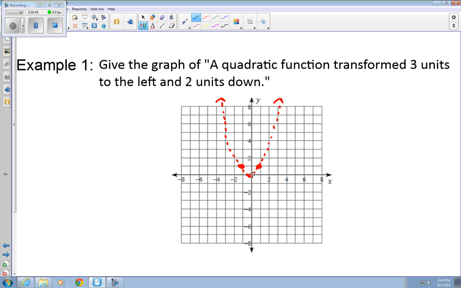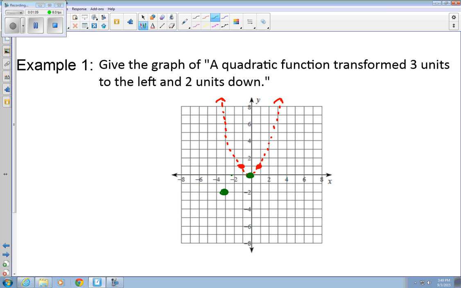And then we'll pick a point from the parabola. So I'm going to pick 0, 0. I'm going to move 0, 0 to the left 3 and down 2. So now I'm at negative 3, negative 2.